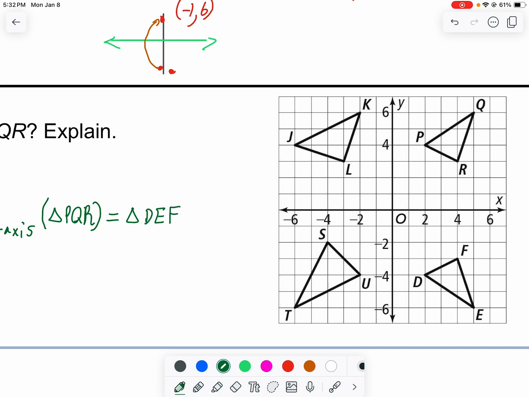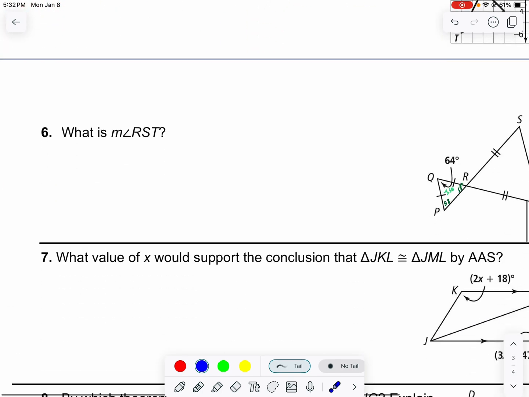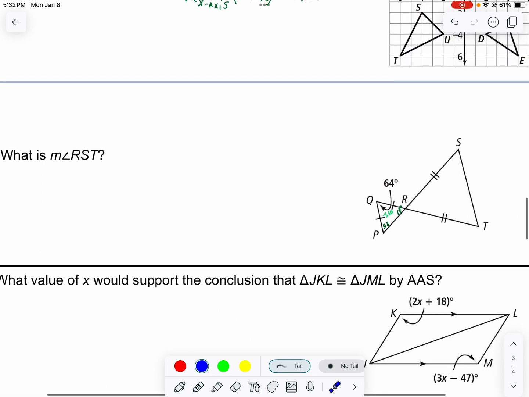Now I wanted to make sure I kept that order. P and D match up. Q and E match up, and then F and R also match up. All right, what is the measure of angle RST?